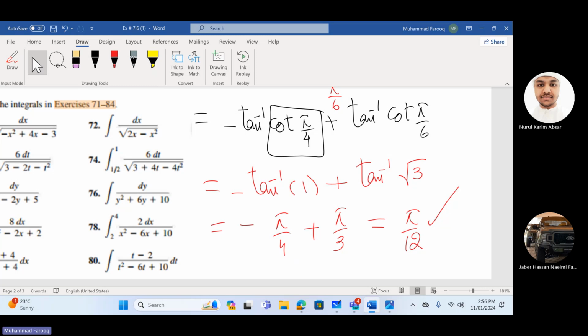I don't get pi over 12. Please check again. We put the sign as it is, and here cosine by sine gives some answer, I think 1. And tan inverse 1 is pi by 4. Please check, you have to clear it out. Any more questions from here? It's clear? Very nice.